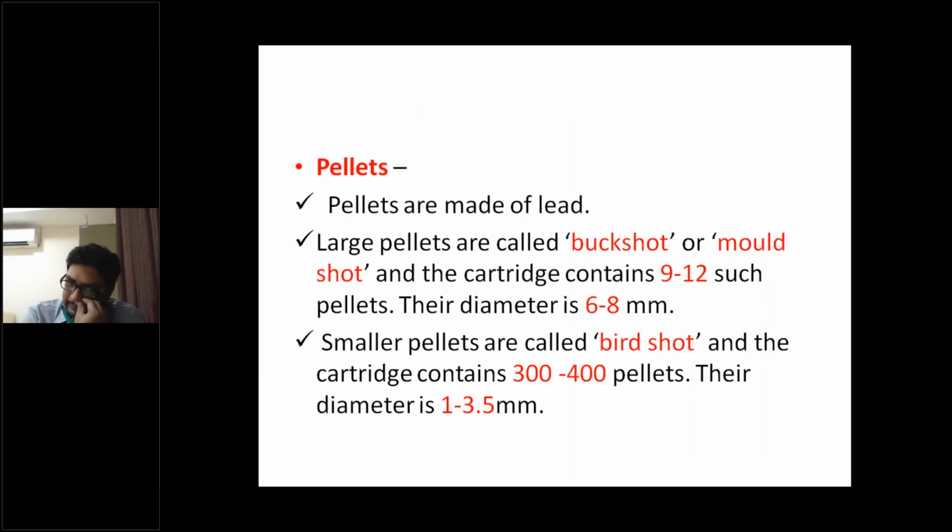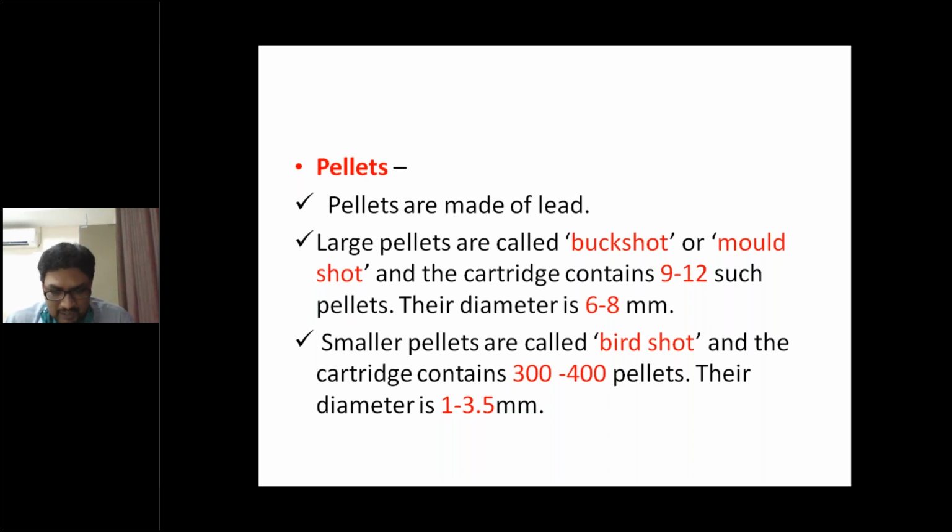Pellets are made up of lead. Large pellets are known as buckshot, also known as mold shot. Each cartridge contains about 9 to 12 such pellets, and the diameter of each pellet is about 6 to 8 mm.